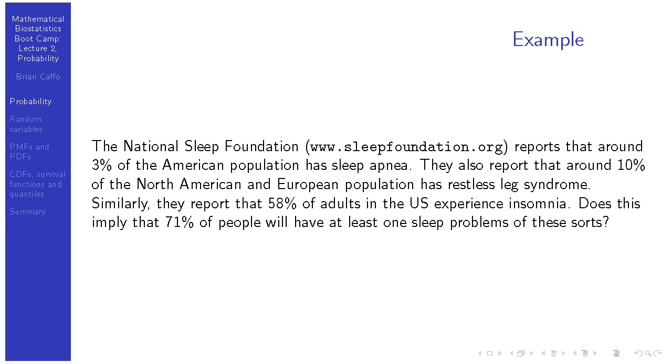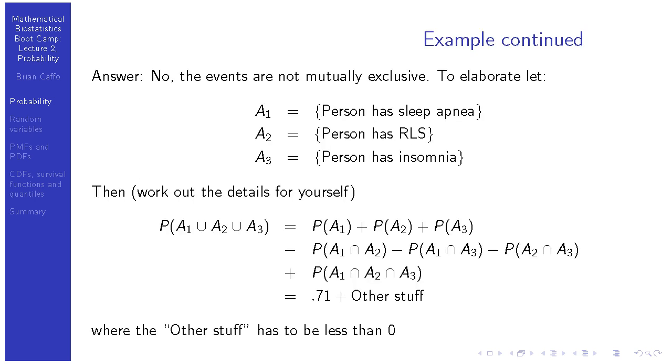So imagine if you were a sleep physician and you wanted to know the probability that a random American has any of these three sleep disorders. Can you simply add these three probabilities, 3%, 10%, and 58%, and get 71% of people have at least one of these sleep problems? So this question is nothing other than a restatement of the probability relationship that we just proved. Here I'm using A instead of E, but maybe that's a good thing to do just so you get used to not using the same letter for everything.